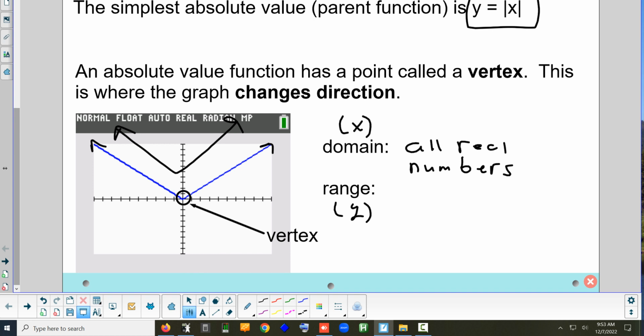Even if you took an absolute value function and flipped it over, it's still going to go left and right forever. Still heading in those two directions.